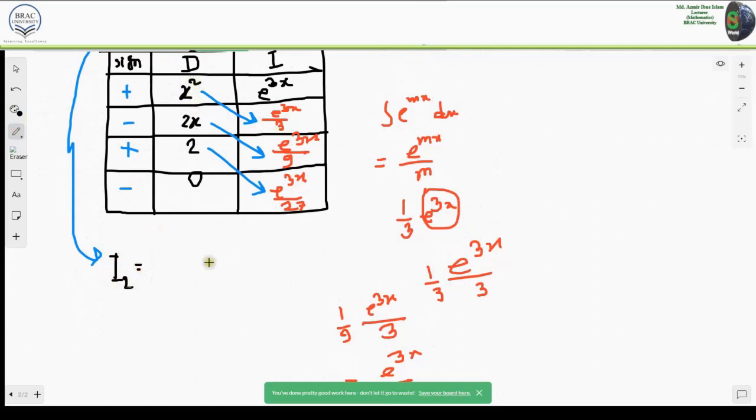we have to multiply x square with e to the power 3x over 3. The second term will be 2x e to the power 3x over 9, and the third term will be 2 times e to the power 3x over 27. And now we have to think about what will be the sign before these three terms.